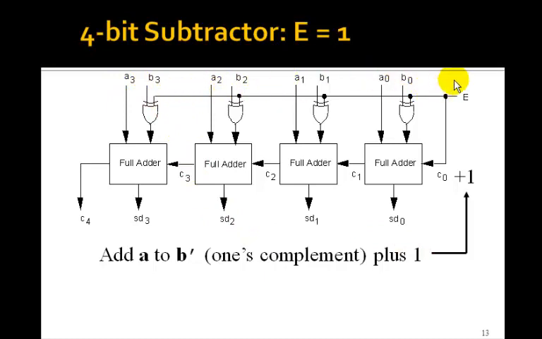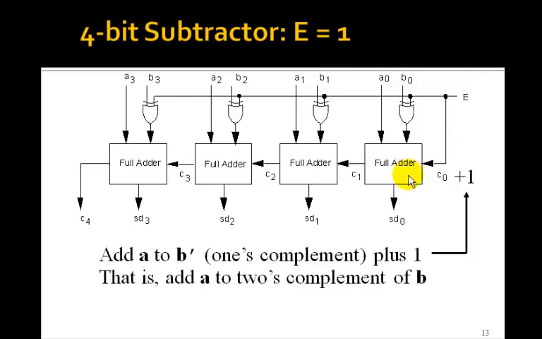But you remember that the 2's complement of B is just minus B. So what I'm really doing, D, this difference out here, is just the sum of A plus the negative of B, because I take the negative of B by taking its 2's complement, and this bubble takes the 1's complement, and the E coming in here adds the 1. So I'm really taking the sum of A plus the 2's complement of B to get the difference D.